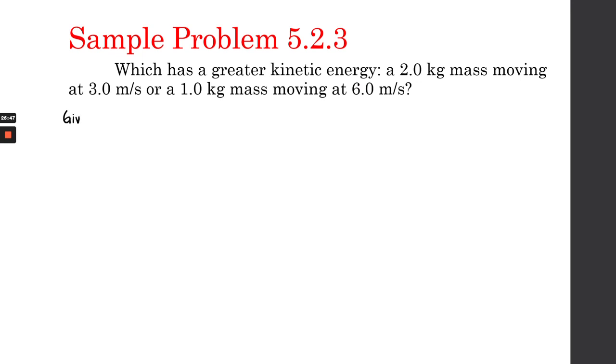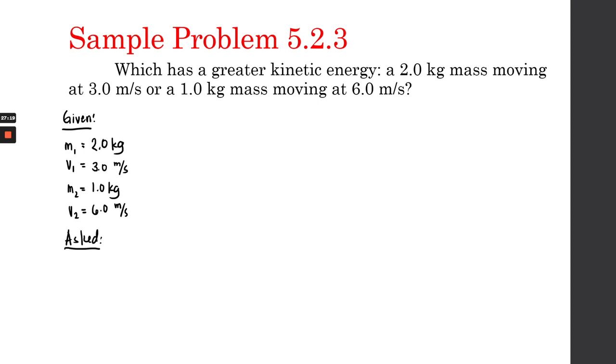So our given, we have a mass 1 of 2.0 kilograms, and this mass 1 is moving at a velocity of 3.0 meters per second. We were also given a mass 2 of 1 kilogram, and this mass is moving at a speed of 6.0 meters per second. And what's asking us is the kinetic energy for mass 1 and the kinetic energy for mass 2. And we know that the formula for kinetic energy is 1/2 mv squared.